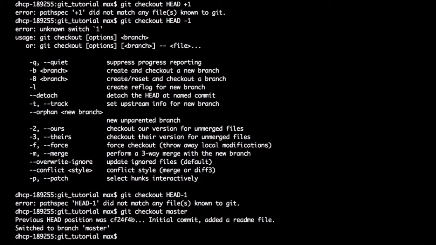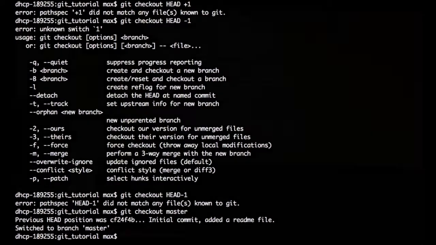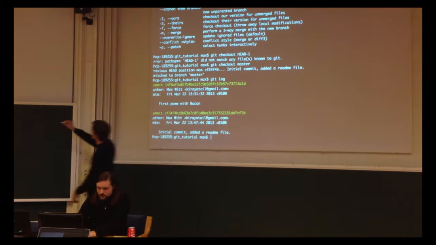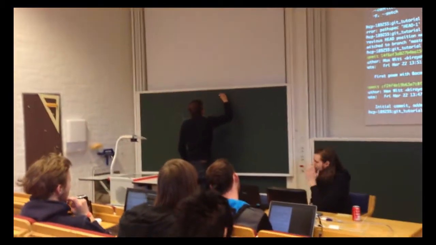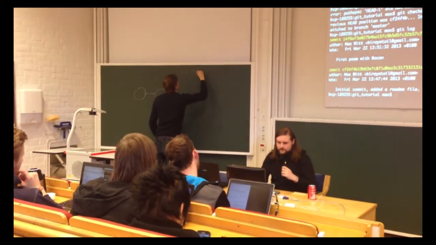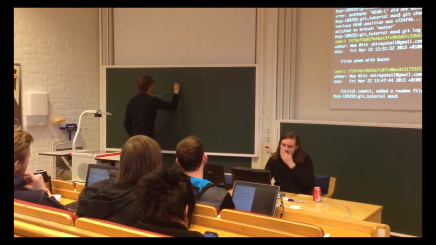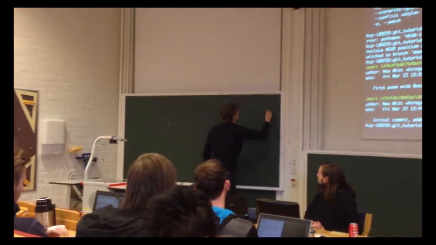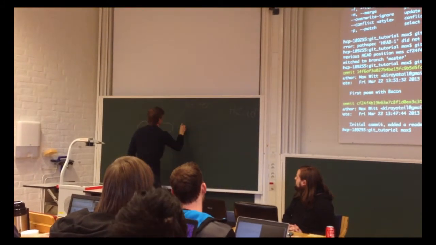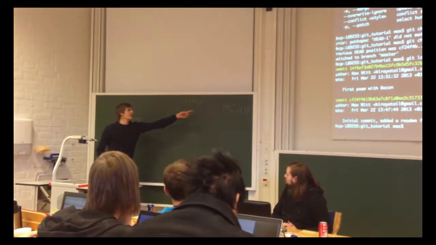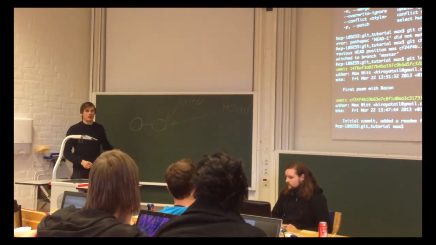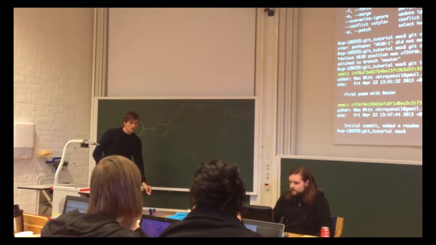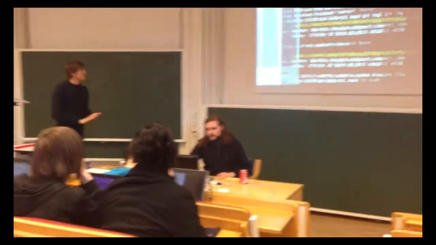We're back at master, and master is the branch I'm working on, and it points at the last commit, the poem with bacon. We have labels like that for the moment, and we also have the label head, also pointing at the same commit. Before, we changed the label head to point to the other one, and now we changed back again. Should I go on? Yes, to the next command.